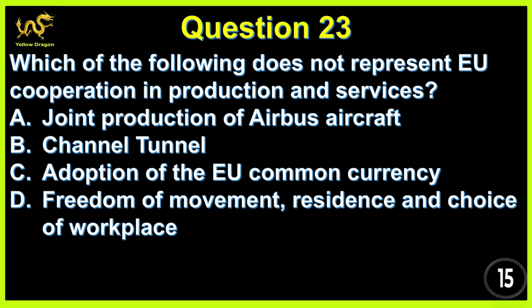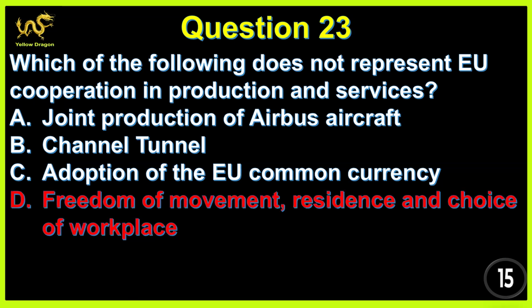Which of the following does not represent EU cooperation in production and services? A. Joint production of Airbus aircraft. B. Channel tunnel. C. Adoption of the EU common currency. D. Freedom of movement, residence and choice of workplace. D. Freedom of movement, residence and choice of workplace.